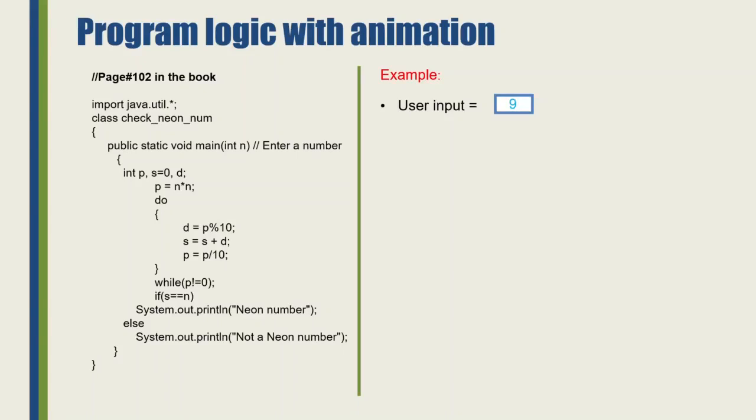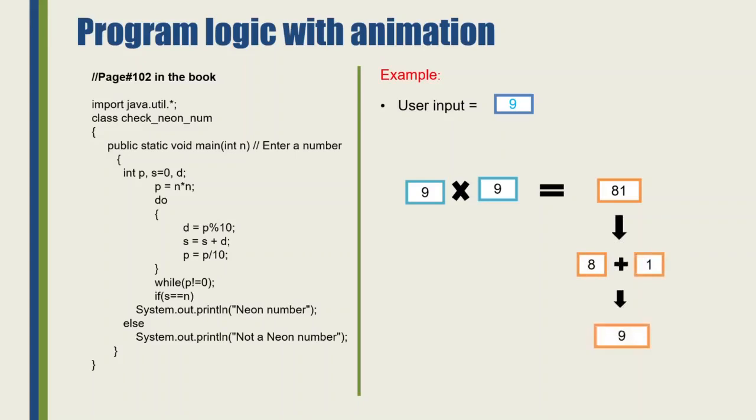We have taken the user input as 9. Calculate the square of it. So 9 into 9 is equal to 81. Now add both the digits of 81. 8 plus 1 is equal to 9. Now compare this with the original number. Both are equal, so we can conclude that it is a neon number.